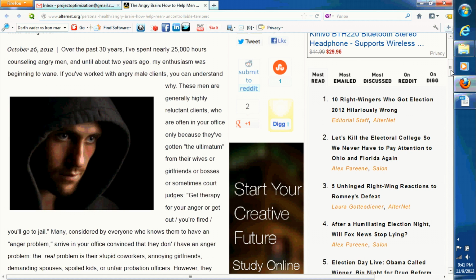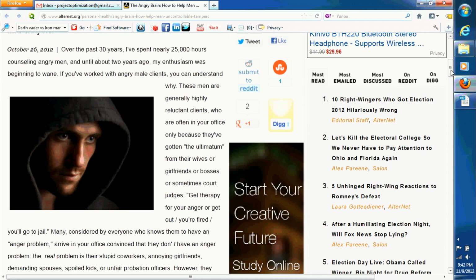Get therapy for your anger, or get out, says the girlfriend. Get therapy for your anger, or you're fired, says the employer. Get therapy for your anger, or you'll go to jail, says the judge. Now, each of these ultimatums, each of these disjunctive propositions, consists of mutually exclusive possibilities. In other words, both possibilities cannot be true at the same time.